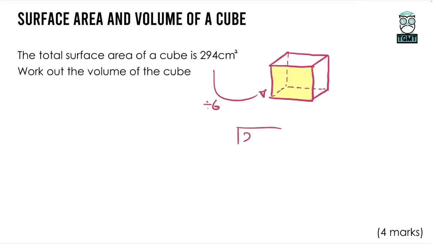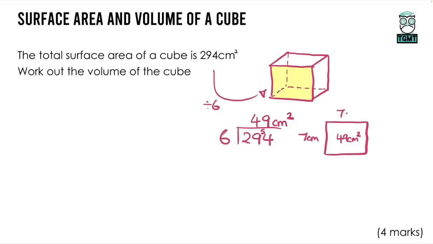So if we do this to the side, 294 divided by 6. 6 goes into 29 4 times up to 24, and then 5 left over, and 9 times into 54. So the area of one face is 49 centimetres squared. Now if one of the faces has an area of 49 centimetres squared, to work out the side lengths, we're just trying to think, what number times by itself makes 49? And that, of course, is 7 centimetres. That is a square number. You can do the square root of 49 as well, which is equal to 7.